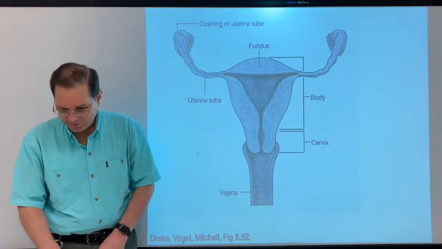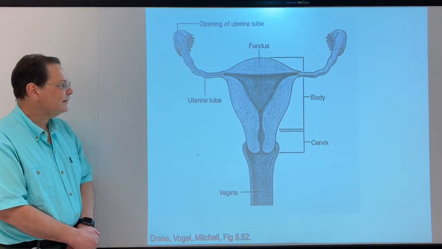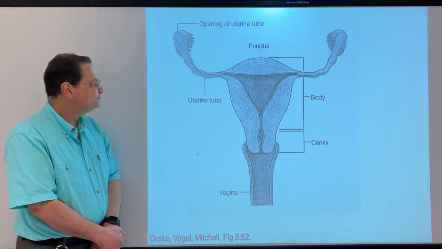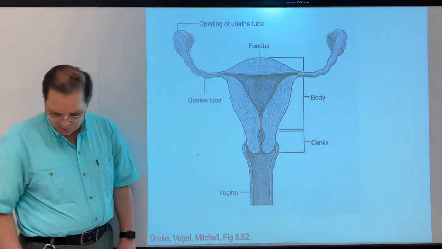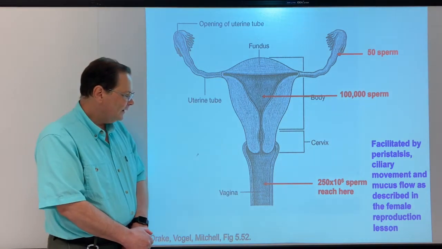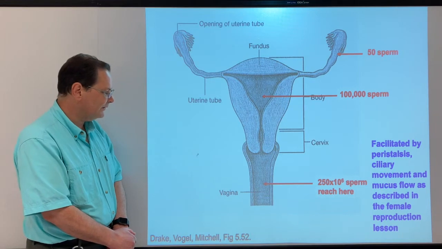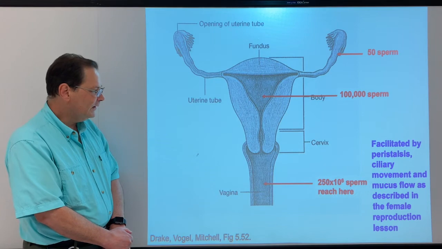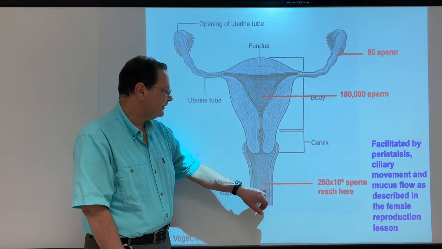Let's start with fertilization. So here is the magical organ that has been responsible for so much happiness throughout the world. This is our female reproductive tract. You will notice that during the process of reproduction, as we've described it up until now mostly through the female reproductive endocrinology lesson, we have hundreds of millions of sperm that are deposited in the vagina.